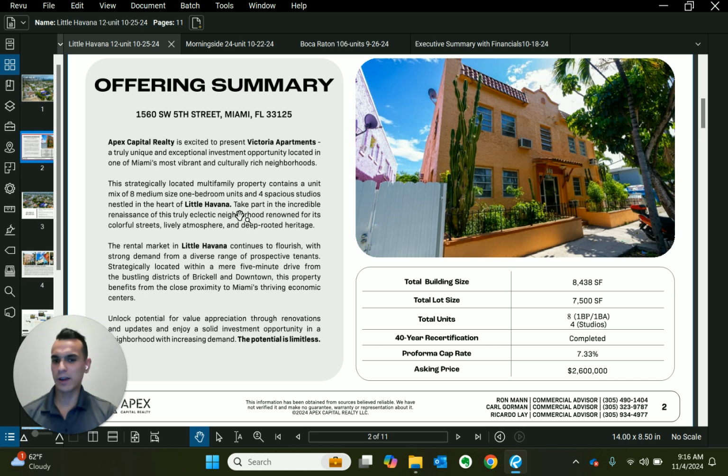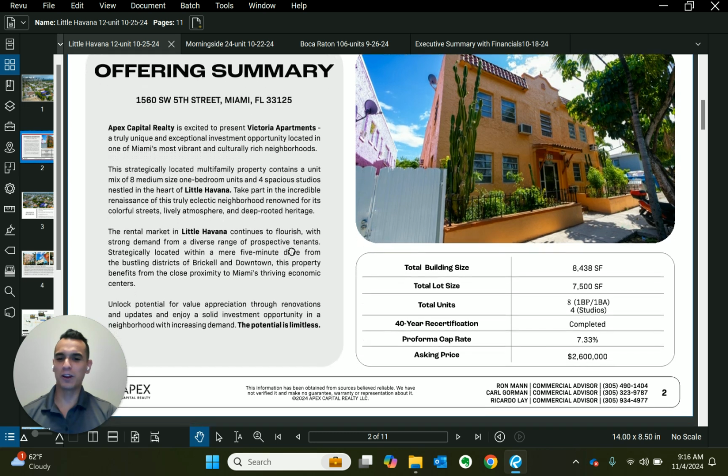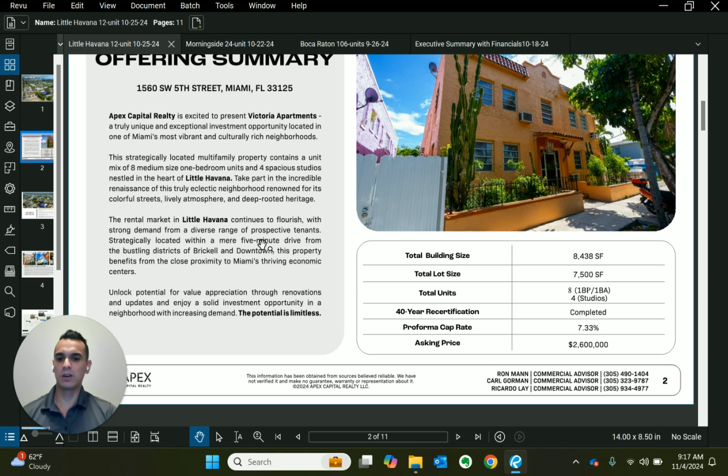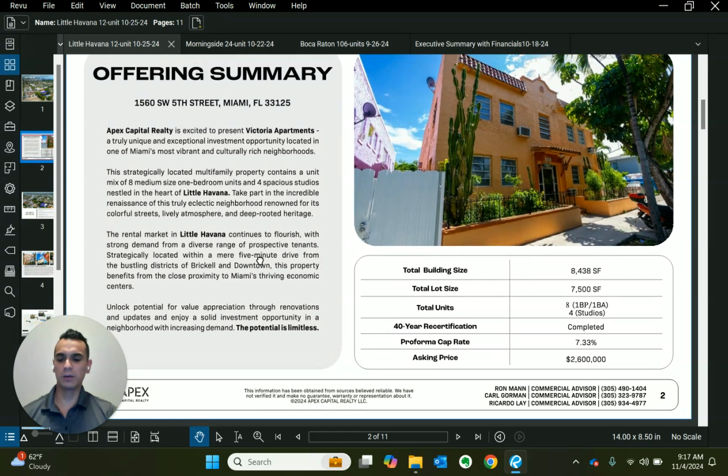Nestled in the heart of Little Havana, we knew that. Take part of this incredible renaissance of blah, blah, blah, blah. You can see a lot of fluff, and this isn't just on this property. This is on every offering memorandum that you'll see to varying degrees. The rental market in Little Havana continues to flourish. If you're looking in this area, I'm assuming you're already knowing a bit about it, unless you're an out-of-state investor looking at an area for the first time. This might be useful, but otherwise probably not.